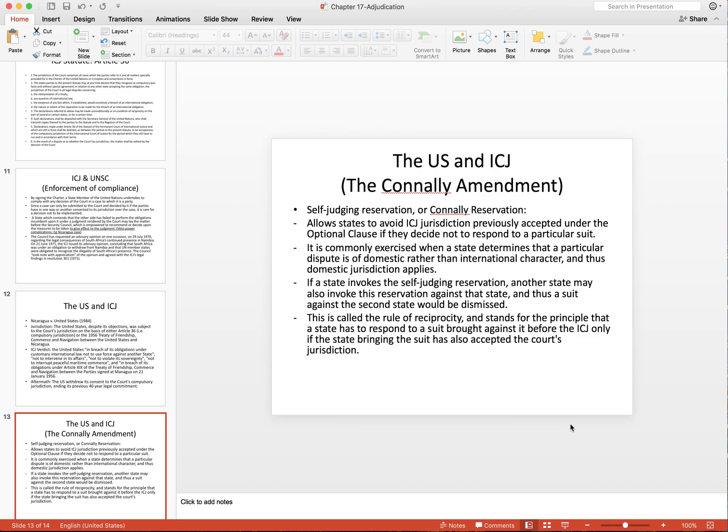So if a state invokes the self-judging reservation, the Connolly Reservation, another state may also invoke this reservation against that state, and thus a suit against that second state would be dismissed. So that's a tricky part about the Connolly Reservation, because acceptance of compulsory jurisdiction according to the ICJ statute is based on reciprocity.